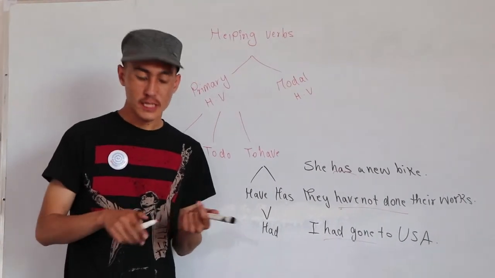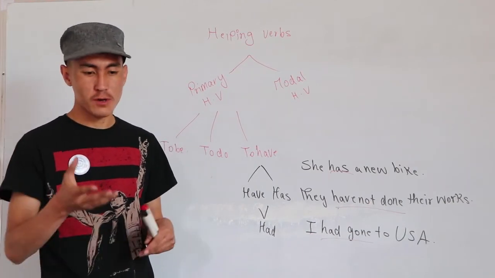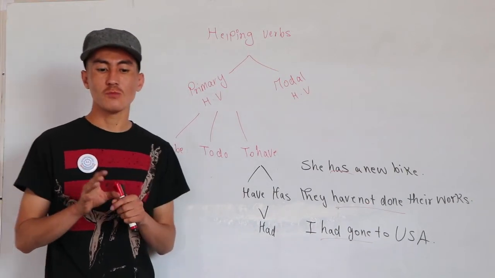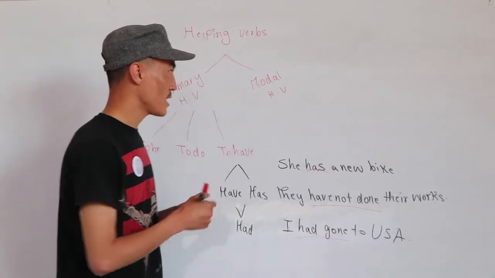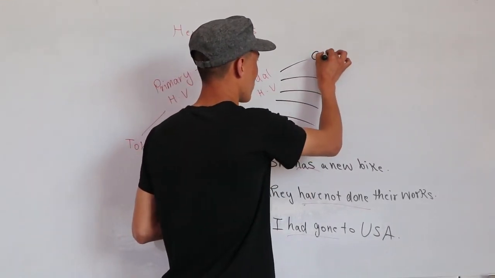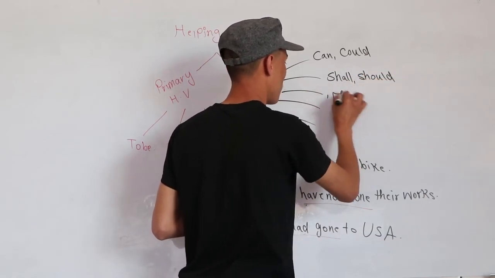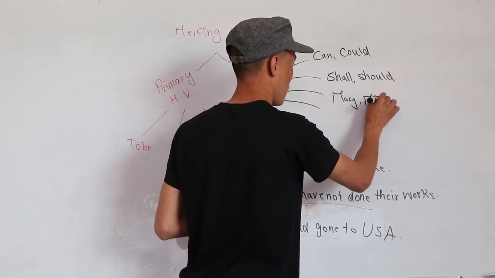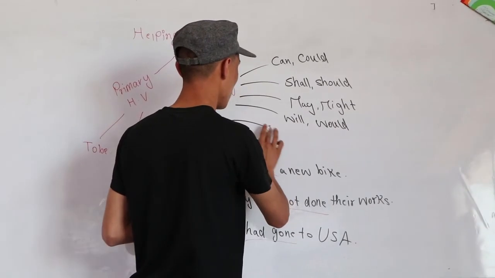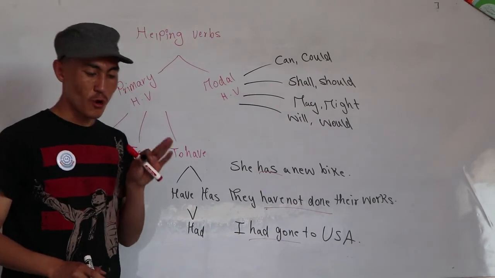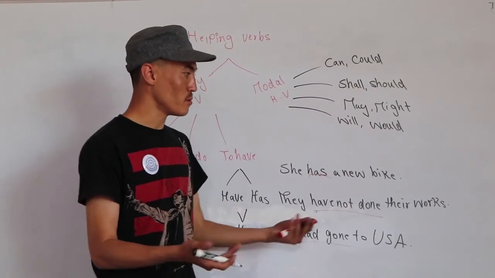And now I want to talk about the modal helping verbs. Do you know what modal helping verbs are? Okay. No? So I want to talk about this one. Modal helping verbs are used to change the mode of the main verb. And they are can, could, shall, should, may, might, will, would, and so on.